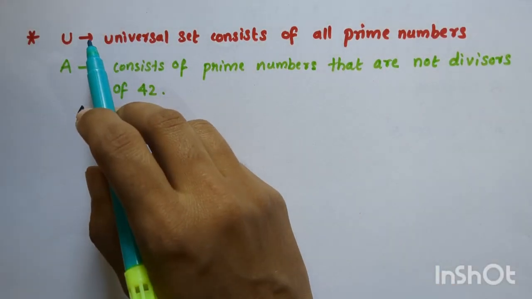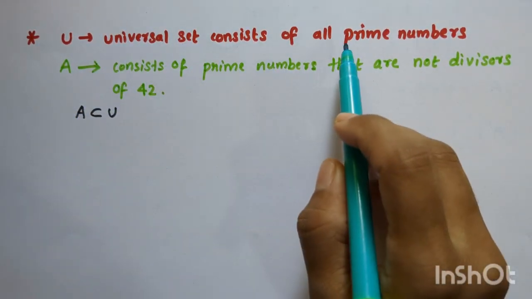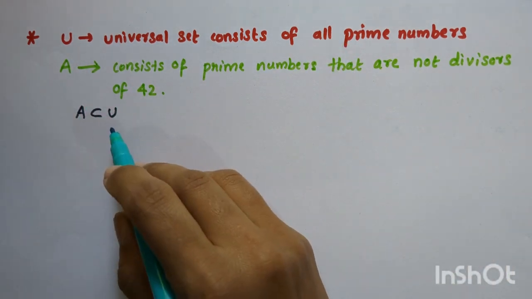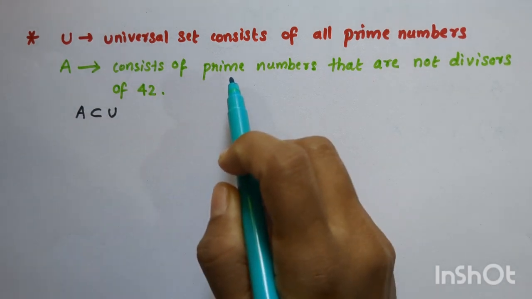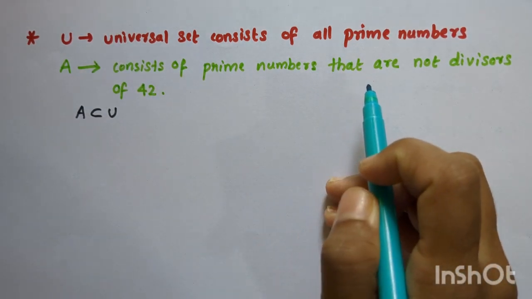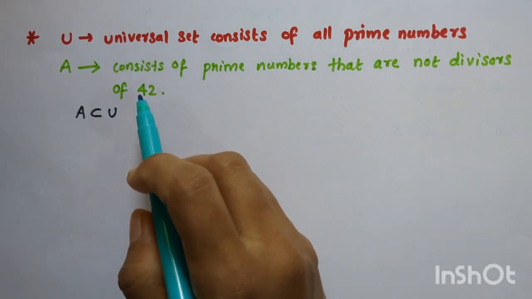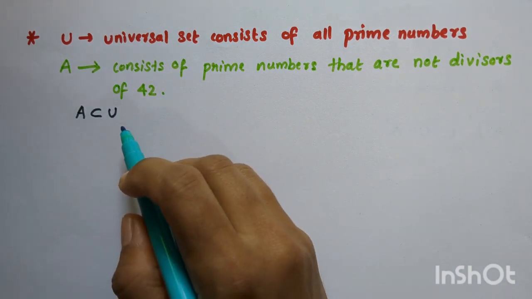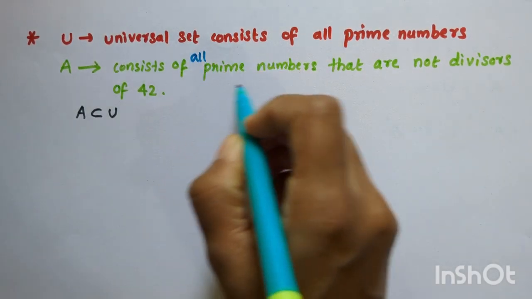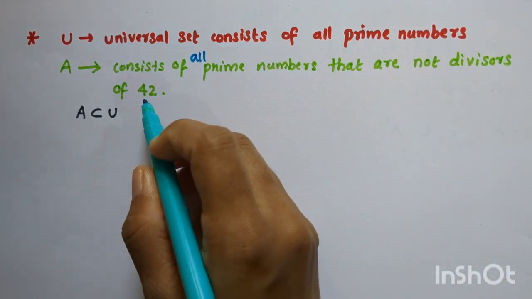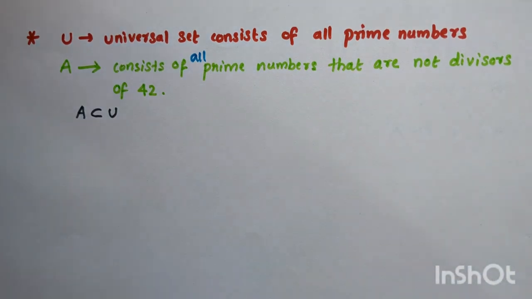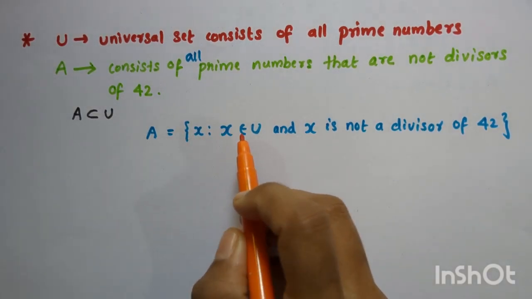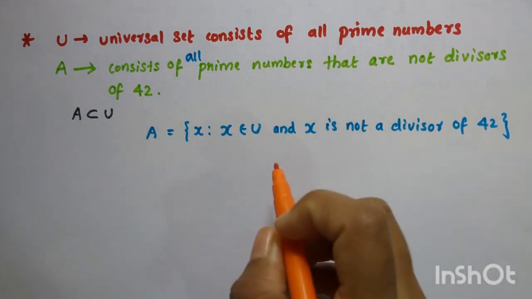Now, let U be the universal set consisting of all prime numbers, and let A be the subset of U which consists of all those prime numbers that are not divisors of 42. In set builder form we can write A as the set of all x such that x belongs to U and x is not a divisor of 42.